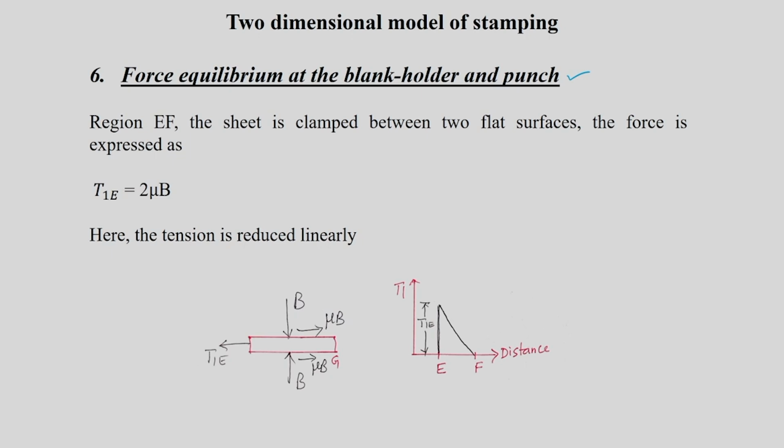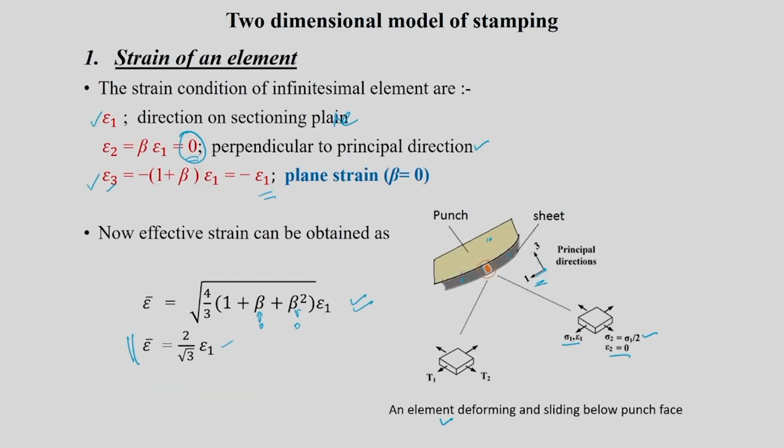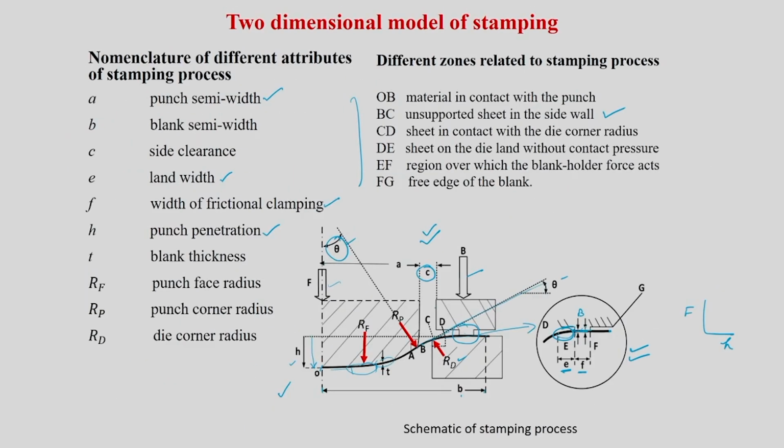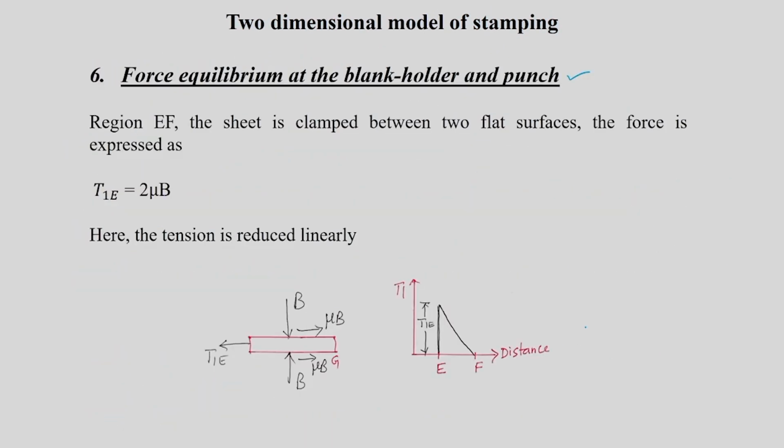Now the region EF, we are going to call this region EF. Which region is it? It is just below the punch. On this region, your B is going to act, right? So that region we are going to pick up and draw. The sheet is clamped between two flat surfaces, and the force is expressed as follows. B is my blank holding force acting from both the directions. And if my material is going to deform or slide in this way, then your mu B is going to act opposite to that to restrict that movement.